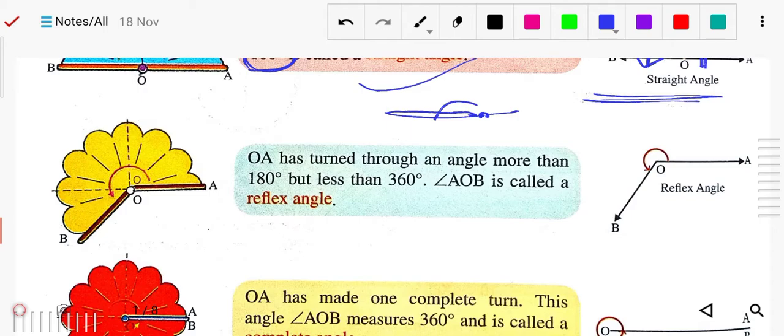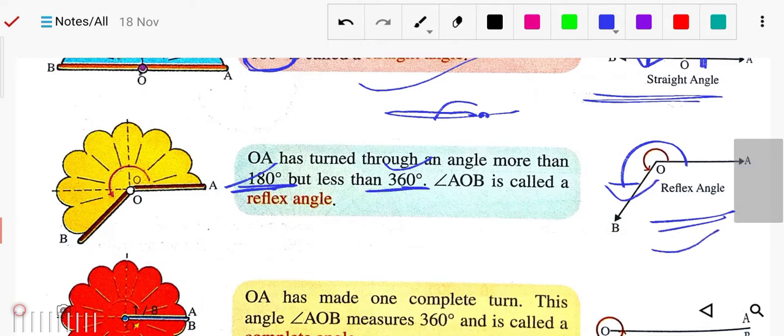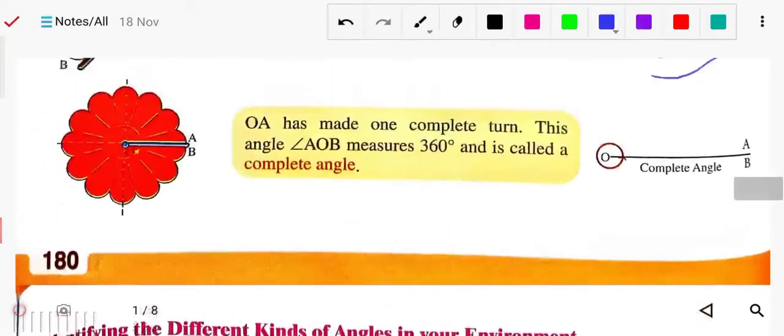Now we have another angle which is more than 180 degrees but less than 360 degrees. More than 180 and less than 360. This type of angle is called the reflex angle. It is called the reflex angle. Got it? Now one more type of angle you can see, that is the complete angle.